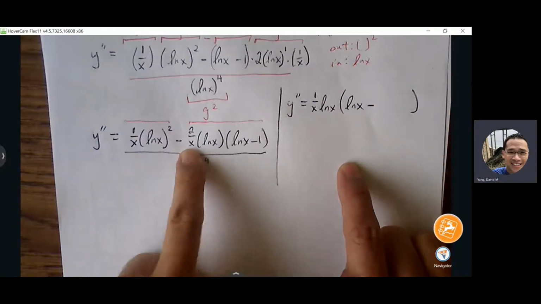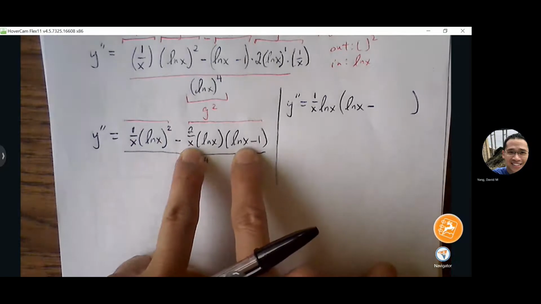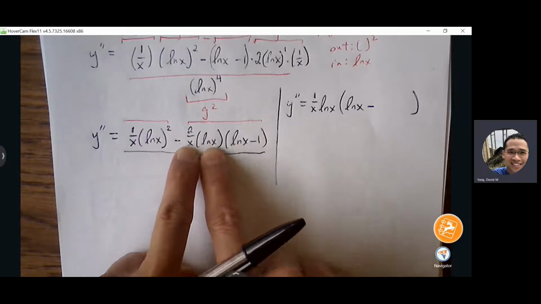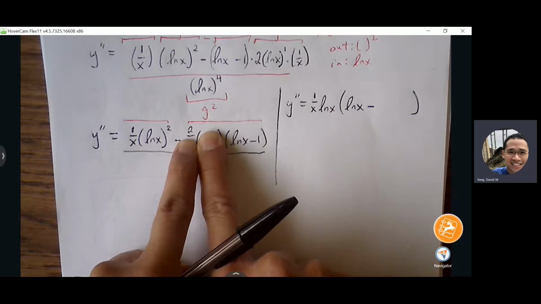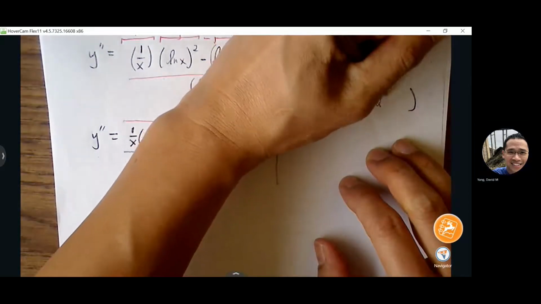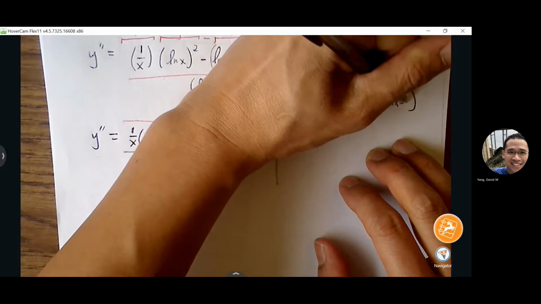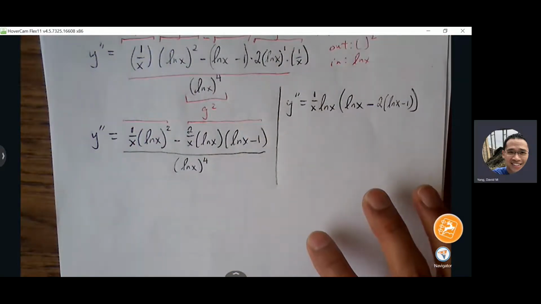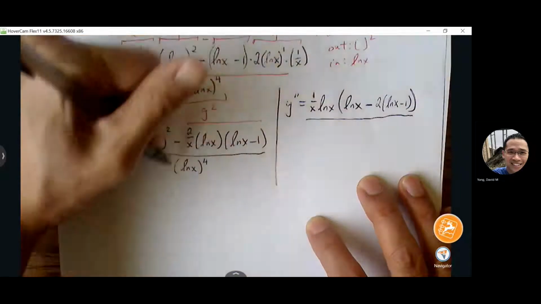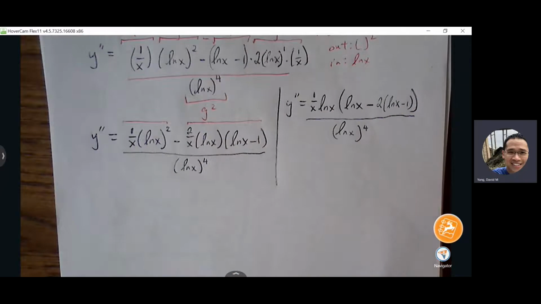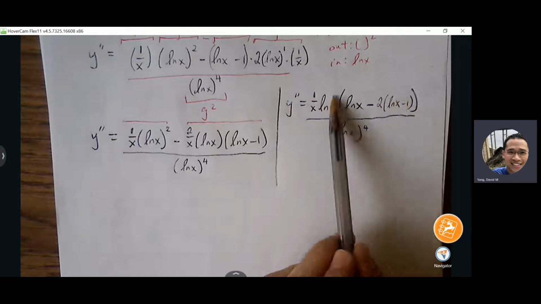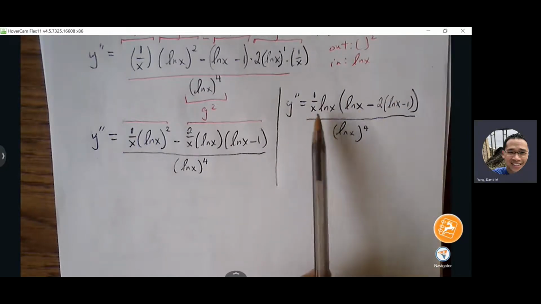If I pull a 1 over x and natural log of x, what's left? Imagine if I just took these 2 away. 2 natural log of x minus 1, right? All over. So it just speeds up the process to allow us to kind of get this piece cleaned up and get some things out of the way here.